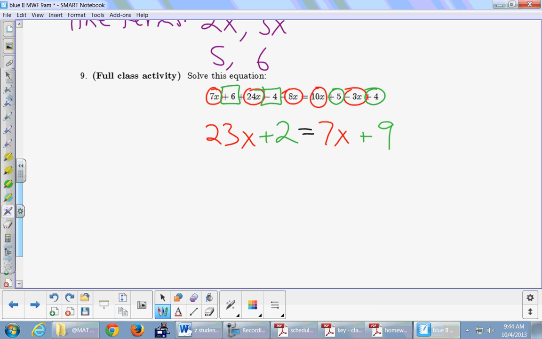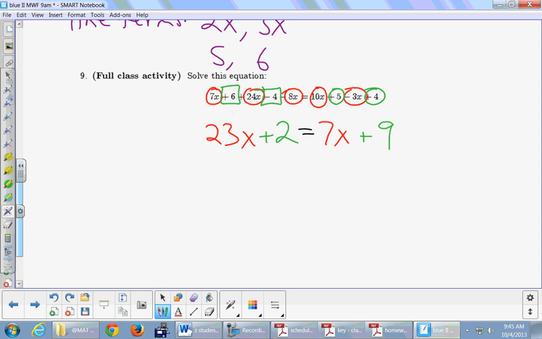Now this is really important. There are a bunch of natural things that you could do right now. You could subtract 2 from both sides, right? Great. You could subtract 9 from both sides, yeah? Good. You could subtract 23x from both sides, or you could subtract 7x from both sides. There are 4 perfectly natural things to do right now, right? Of those 4, 2 of them are kind of wasting time. And of the 2 that are useful to do, 1 of them is nicer than the other. So there's really only one really good choice.